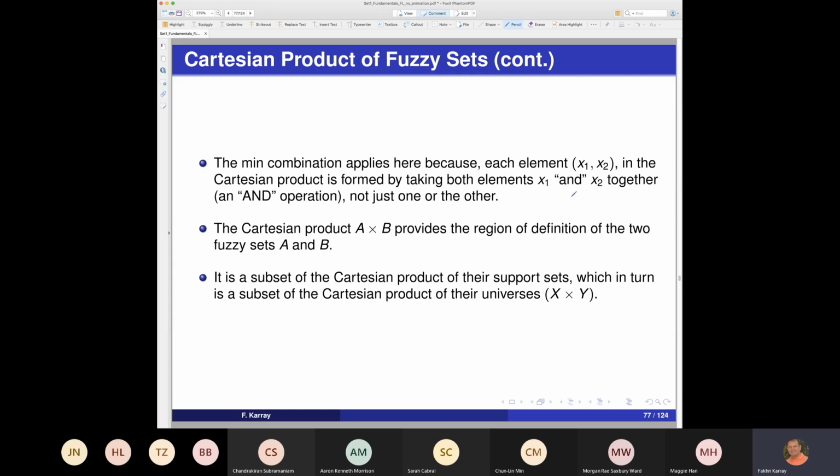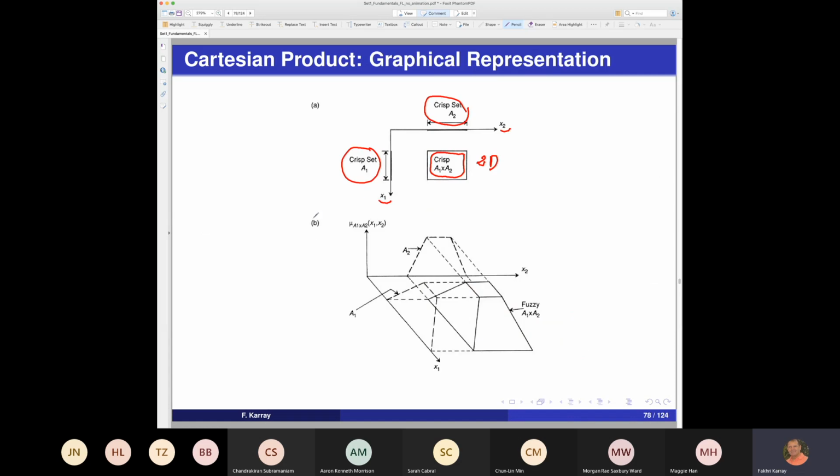Okay, so the Cartesian product A cross B provides the region of definition of the two fuzzy sets. So this is where the region is going to be held. The region of action of, let's say, temperature and humidity is going to occur within this Cartesian product. It is a subset of the Cartesian product of the bigger universes. Remember that universe X is represented, for which A is a subset. So A is included in X, and B is also included in Y. Okay, so this is the type of relation that we are doing.